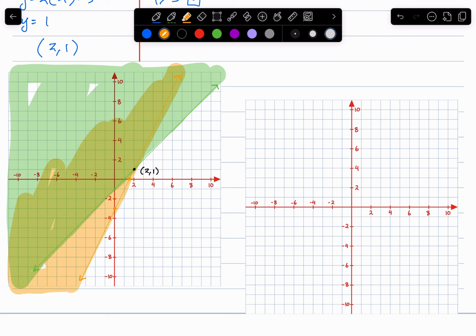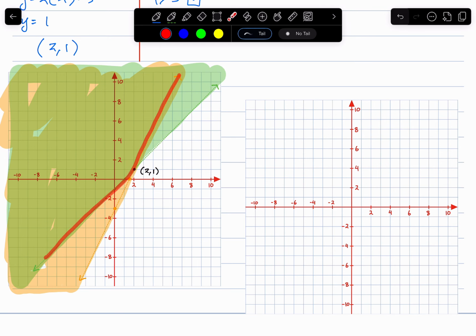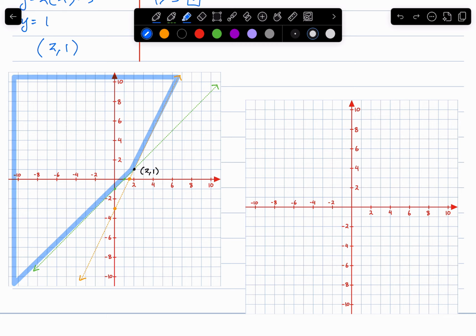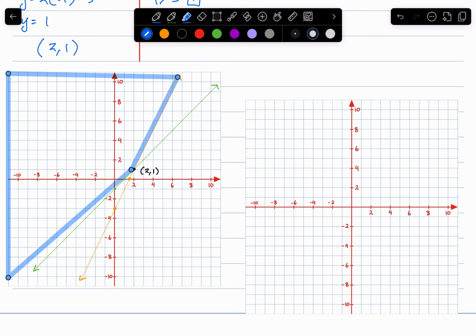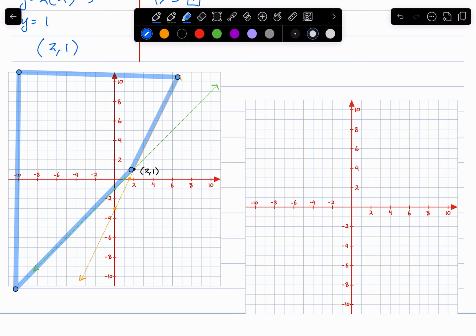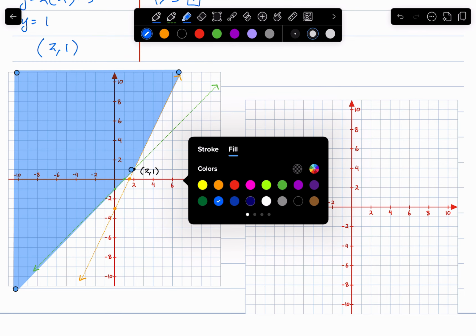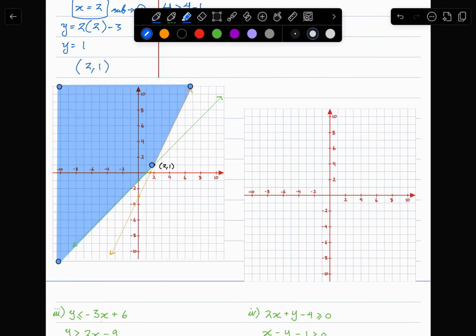I hope you can already see which region is going to be shared. I can already see it here. It's going to be these two. Let me go back here. I can see it now. It's going to be this shared region here. Let's fill that in. That, I believe, is going to be our shared region. Let's fill that in blue. And that is our shared region.